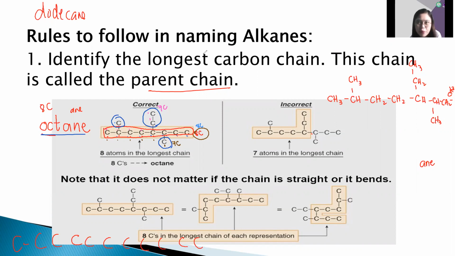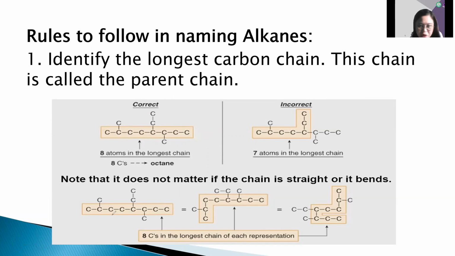So itong example naman sa baba, kahit anong gawin mo, you will still get 8 carbons. 1, 2, 3, 4, 5, 6, 7, 8. Kagaya pala sila nito. Pero kung dito ka mag-start, 1, 2, 3, 4, 5, 6, 7, 8. That's still 8. Bisan pag magliko-liko ka, 1, 2, 3, 4, 5, 6, 7, 8. So, pwede siya, hindi talaga straight chain, class.